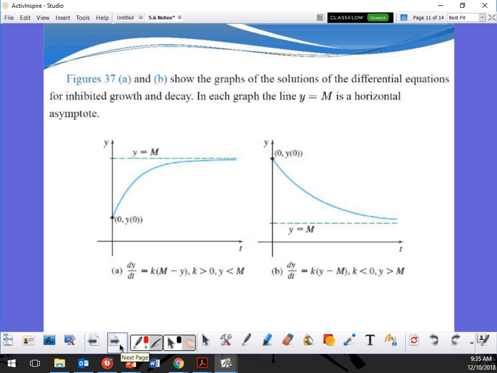Here's the graph. M is my horizontal asymptote, my carrying capacity. And right here, M is going to be the lower bound that we have for this. So a lot of times that's just going to be 0 in between there.